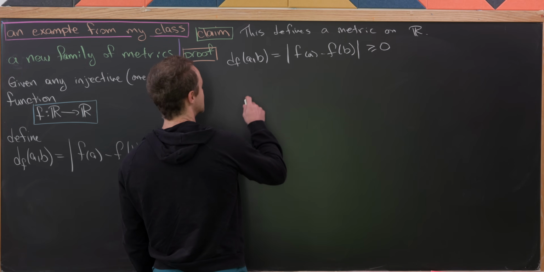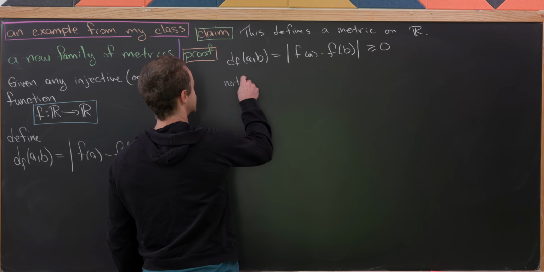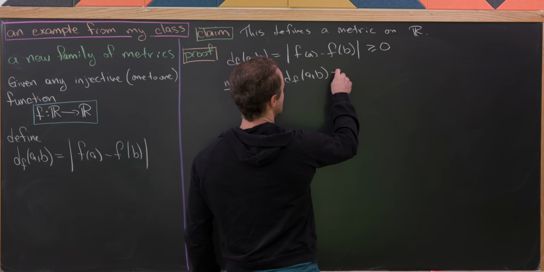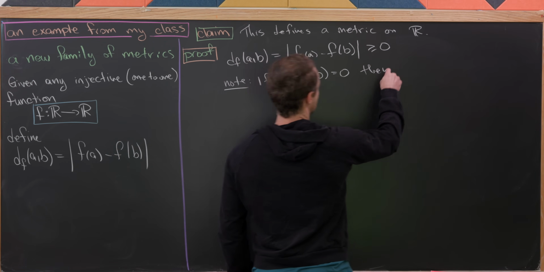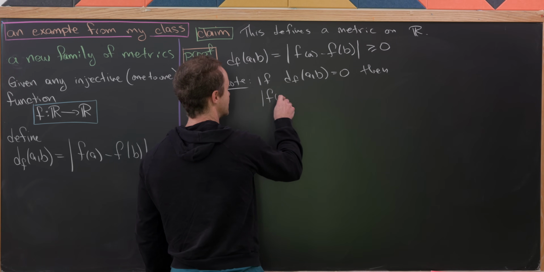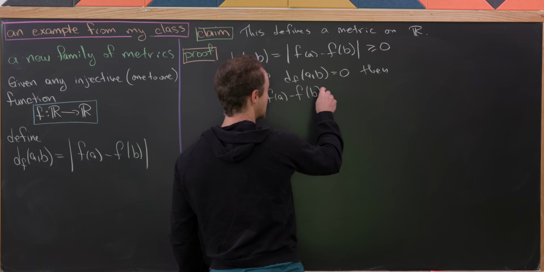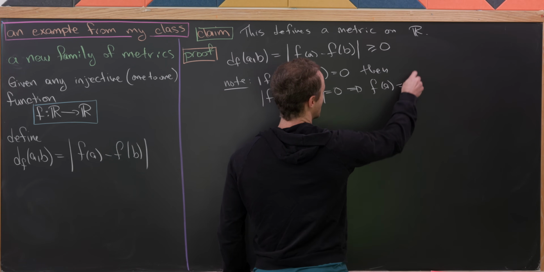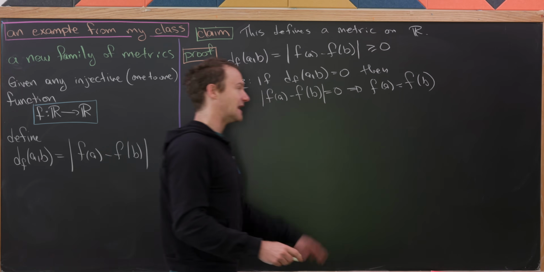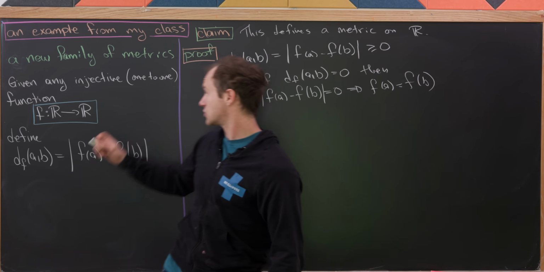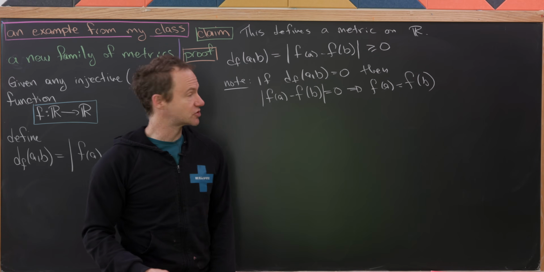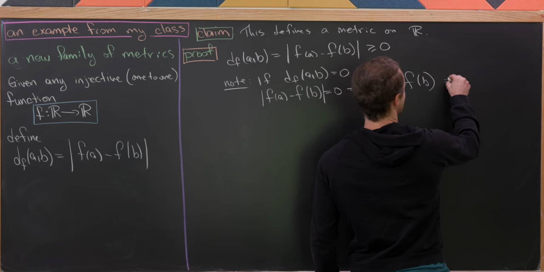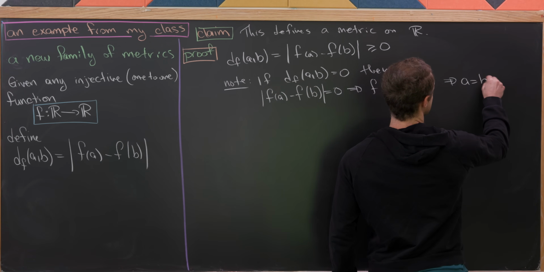Okay, and so next let's notice that if we have D_f(A, B) equals 0, then we know that the absolute value of f of A minus f of B equals 0. But that tells us that f of A equals f of B. And now we're going to use the important assumption over here that we have an injective function. If we have an injective function, that immediately implies that A equals B.